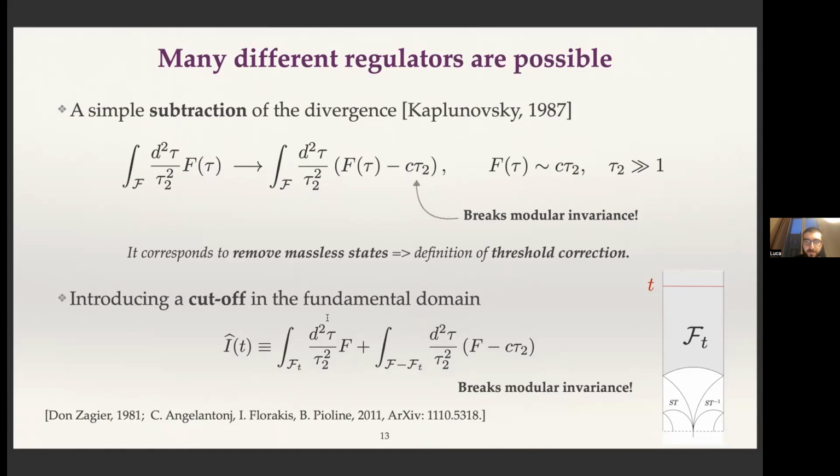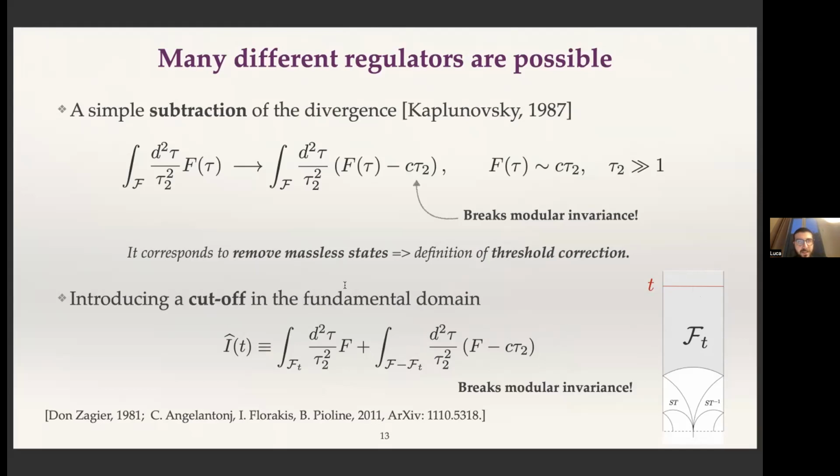Here we are actually introducing a cutoff in the fundamental domain. So we are integrating from the bottom part of the fundamental domain to some cutoff t. This is completely finite because everything is finite here. The function is well behaved, and the fundamental domain is cut. But then we have to integrate from t up to infinity on these strips, and it is more subtle here. It is maybe trickier, but one can show that worldsheet modular invariance is broken again.